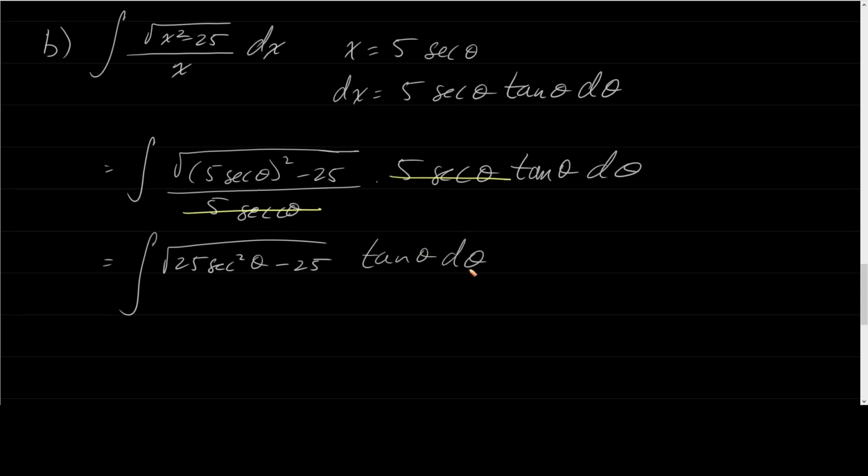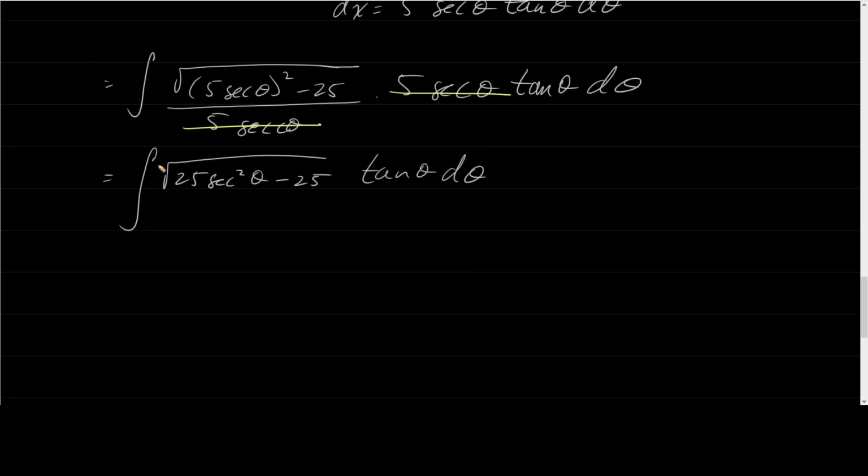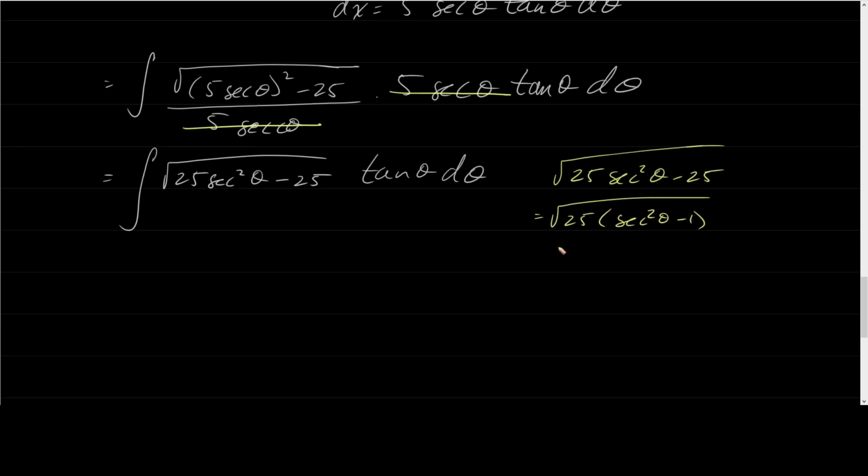And now at that point, what does this do? So let's look at that radical, and I'll do it on the side over here. We've got radical 25 secant squared theta minus 25. They both have a 25, so I can factor that out. So I have 25 times secant squared theta minus 1. Secant squared theta minus 1 is tangent squared.